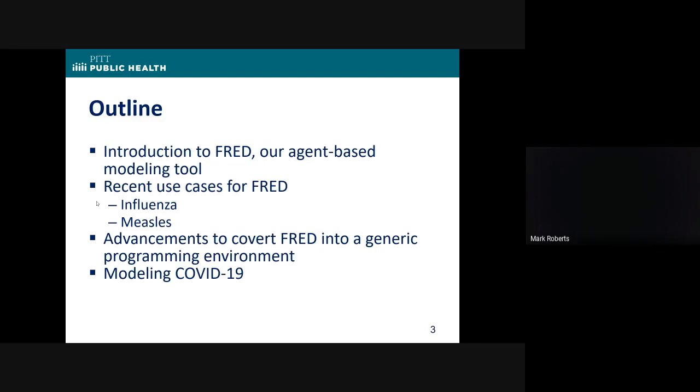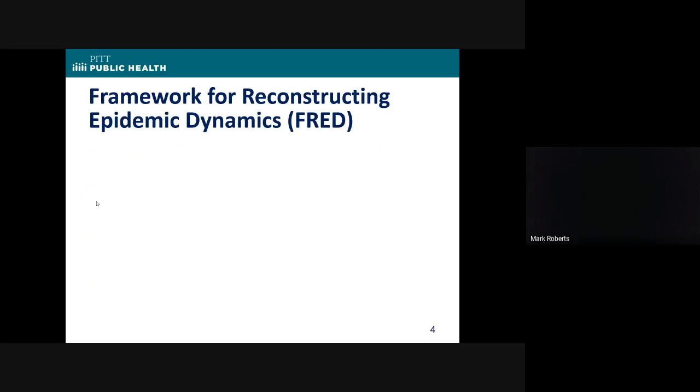So what I was going to talk about today was I'm going to introduce you to FRED, our agent-based modeling tool, and some recent use cases of FRED in influenza and measles, a little bit about how we've been converting our FRED modeling tool into a generic programming environment to make it easier to use. You had to be a pretty good C++ programmer to use it before, and we've been trying to make it much, much more generic and easy to use from the outside. And then I'm going to go through how we've been modeling the COVID-19 problem.